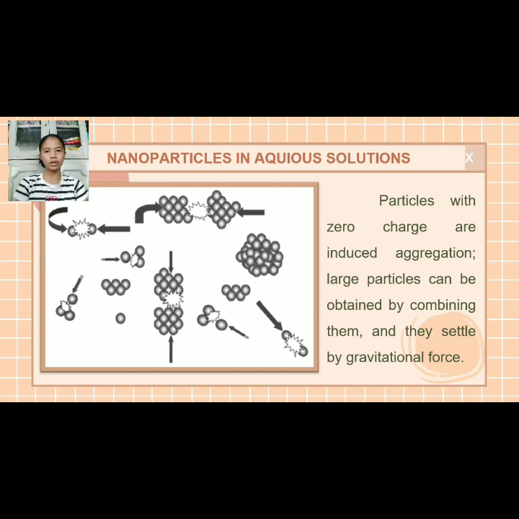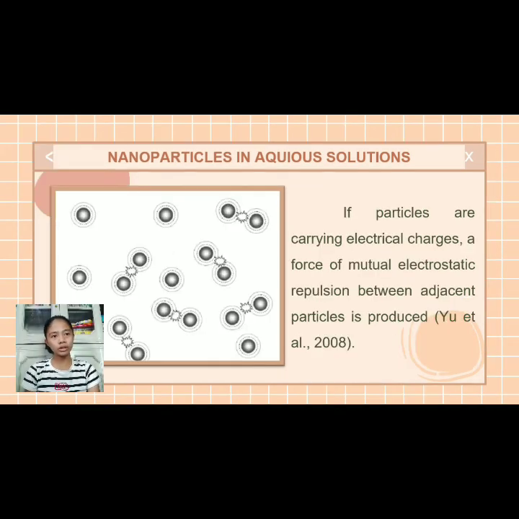In this figure, it is energetically and kinetically favorable for uncharged nanoparticles to collide and coalesce. It represents nanoparticles with zero charge in the liquid phase, in which it is easy for them to collide and form larger clusters. Particles are carrying electrical charges.